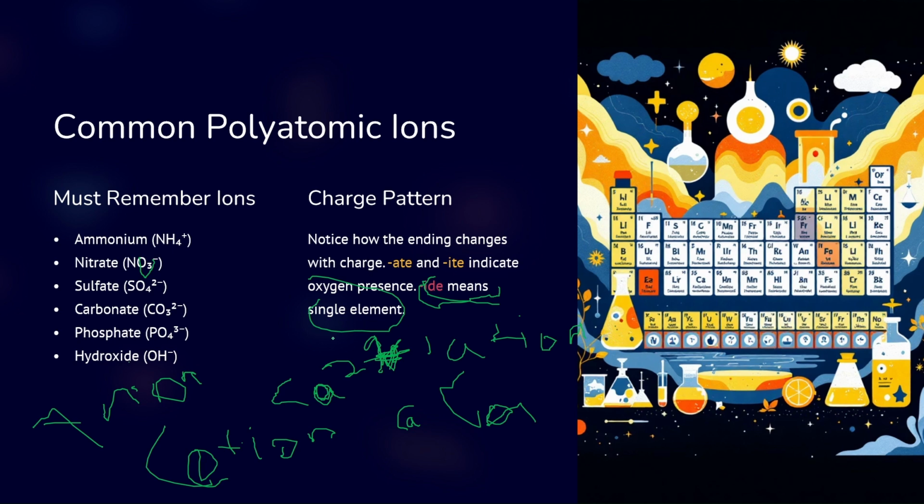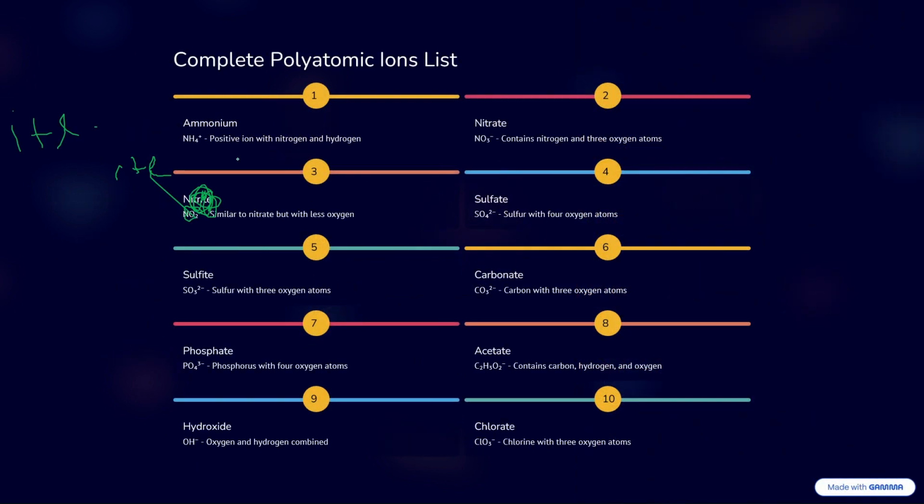Okay, if I take ide, it means a single element. No, forget this. Okay, forget this. This is not required, and this is also not correct. If you take the example of hydroxide, it contains ide and it is OH minus. Forget this only. I'm just cutting this off from here, and see, ate and ite indicate oxygen presence.